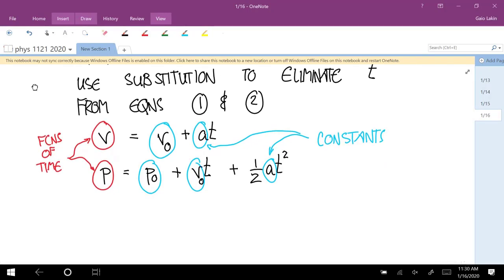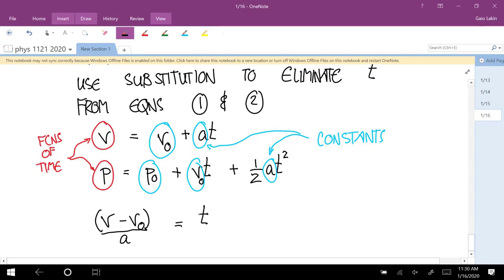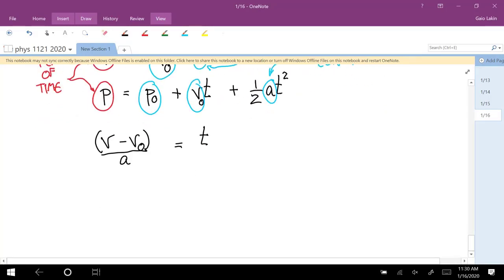Okay, so I'm going to use the simpler of these two equations and come up with an expression for time, and then I'm going to substitute that into the second one. So from the first one, we have V minus V0 divided by A is equal to time, and then substitute that into the second one.